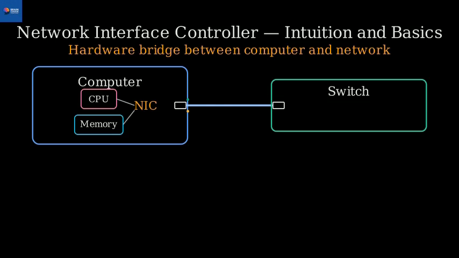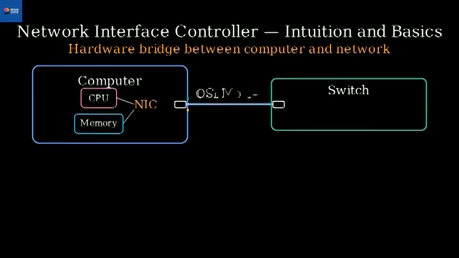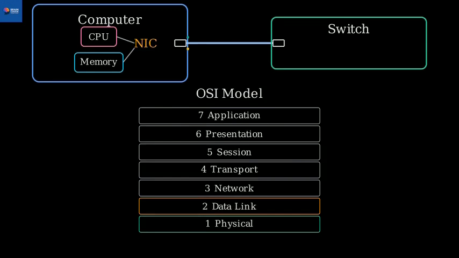Where does the NIC live in the OSI model? The NIC implements the bottom two layers. Layer 1, the physical layer, and Layer 2, the data link layer. Physical layer deals with voltages, timing, connectors, and radio for wireless. Data link layer deals with frames, MAC addressing, and error detection like frame checks. The NIC sends and receives frames.